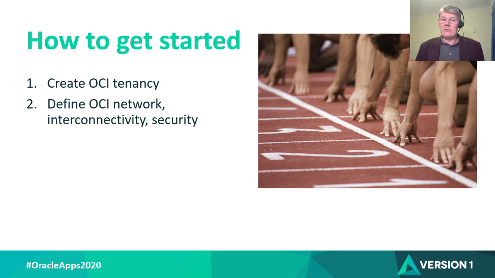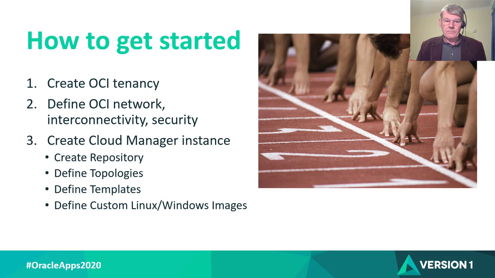So the next thing you need to do is define your OCI network interconnectivity and security. You need to somehow connect your cloud tenancy in OCI with your on-premises environment, because presumably you want to connect up to the cloud system and exchange data. And there's a number of different ways of doing that. They're all fairly straightforward, with different speeds and performance that you can explore.